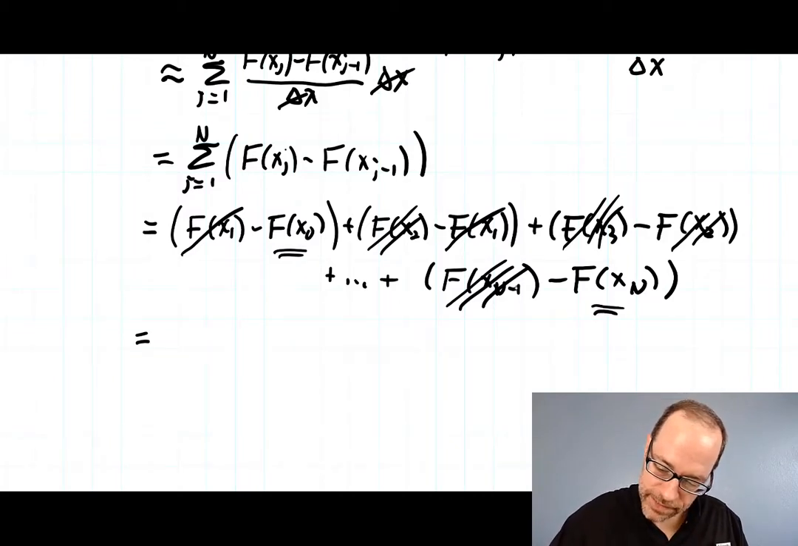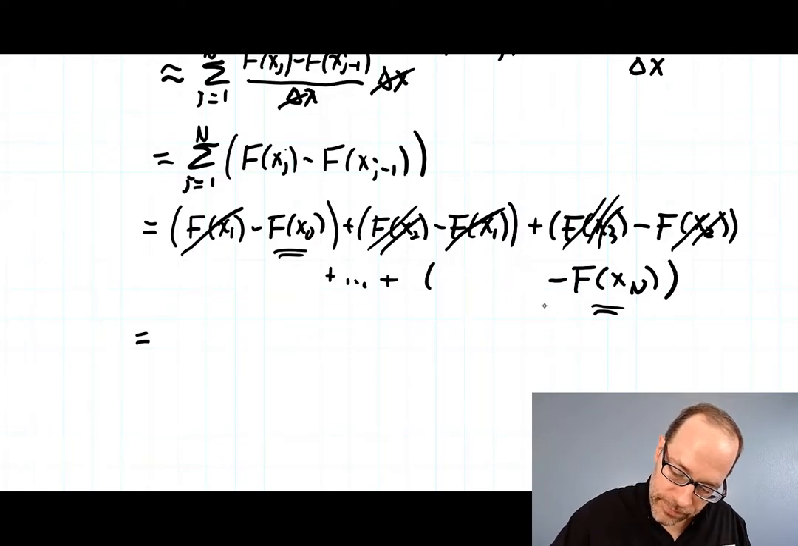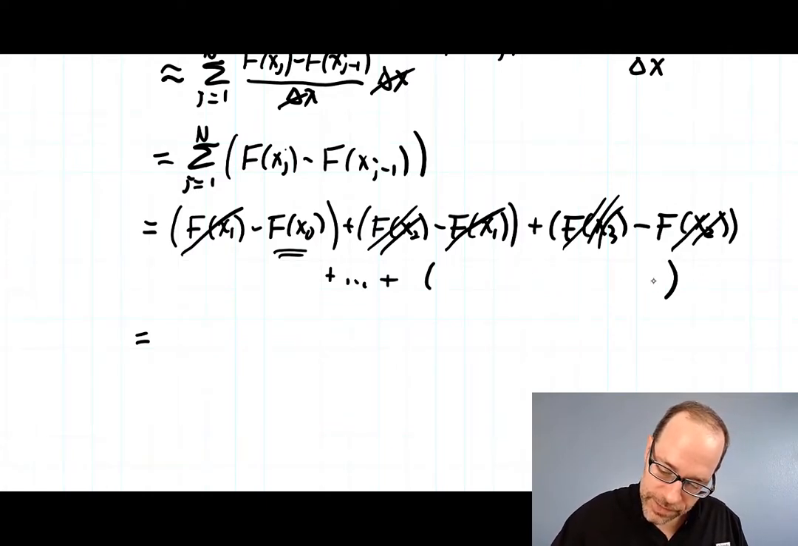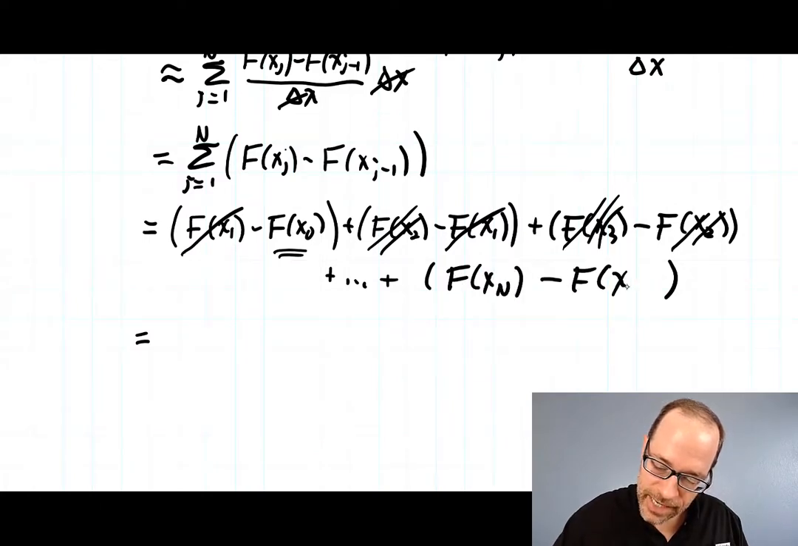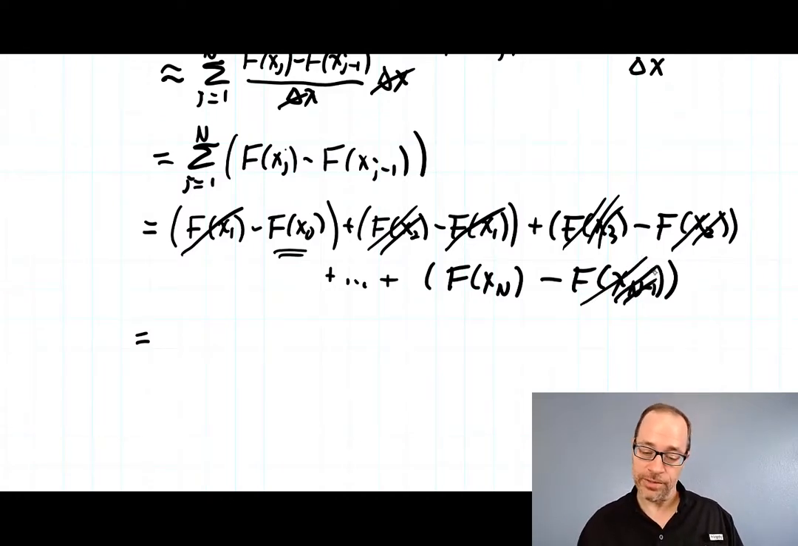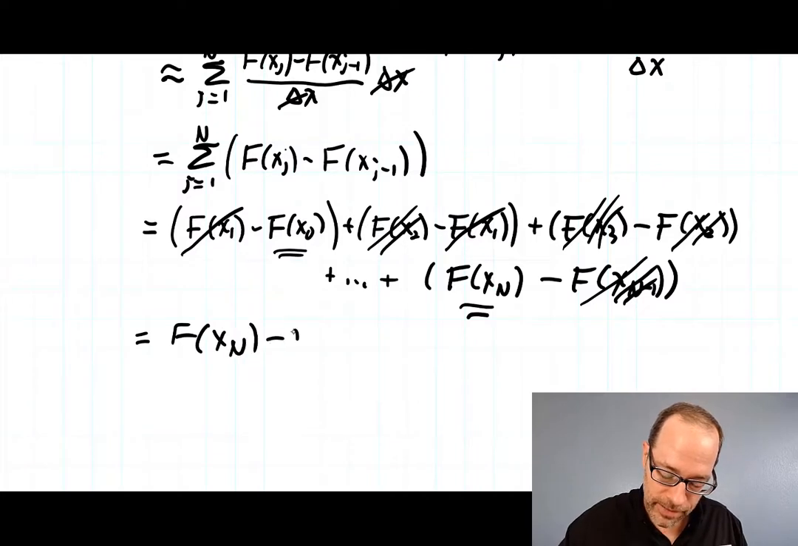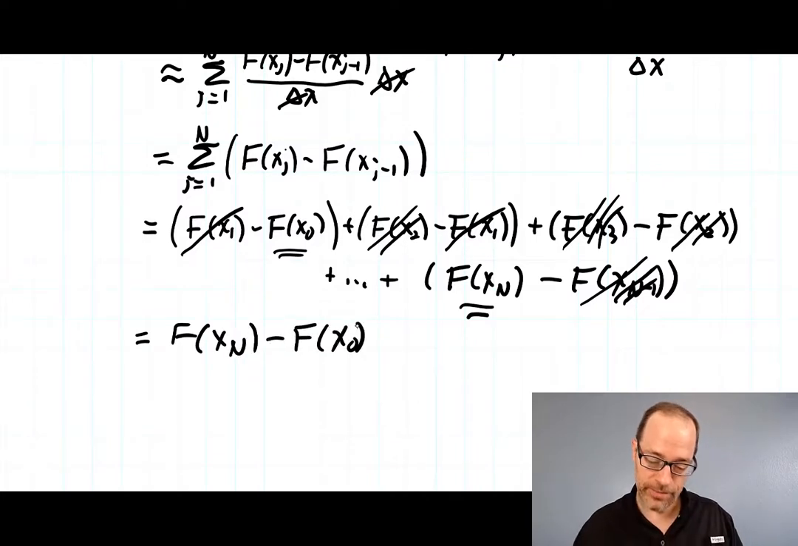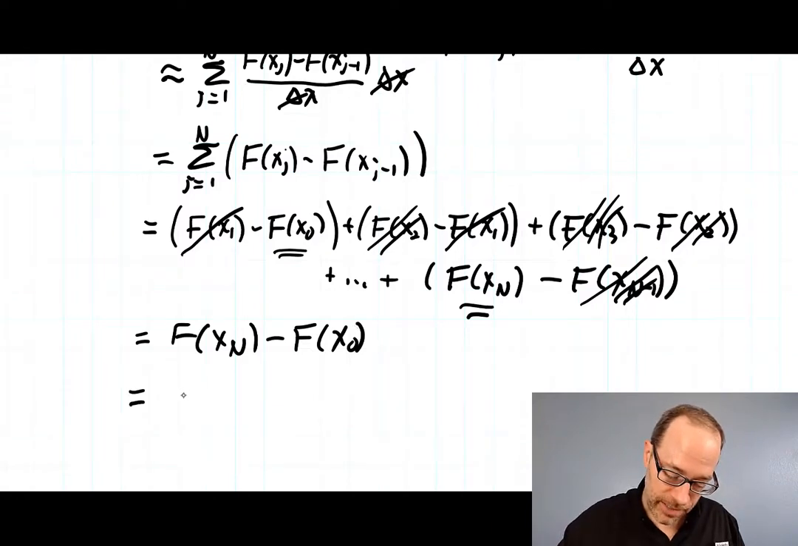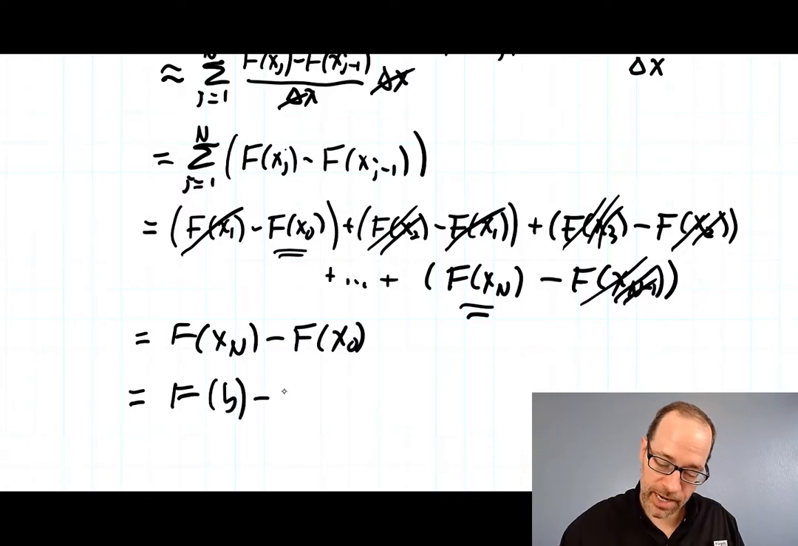Oops. I wrote this wrong. This was F at x capital N minus F at x N minus 1. And this was the guy that canceled with the previous term. So, altogether, these are the guys that survive: F at x capital N minus F at x0, which is exactly, remember, x sub N was the very last point, so that was b. And x0 is the very first point, so that's a.